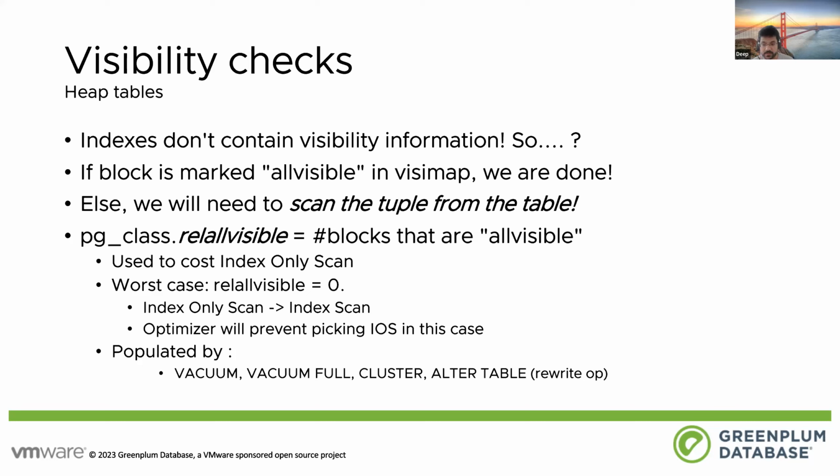And if that is the case, then you never need to scan any tuple from the table. But the worst case, which is relallvisible equals 0, can happen if you never vacuum the table. If that is the case, then the visimap doesn't have enough information to satisfy a visibility check. So you need to go and scan the tuple from the table, each and every one that is present in the index. And your index-only scan is no longer an index-only scan. It's now an index scan.